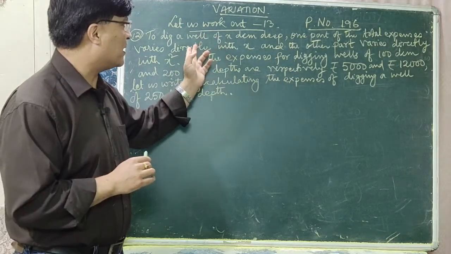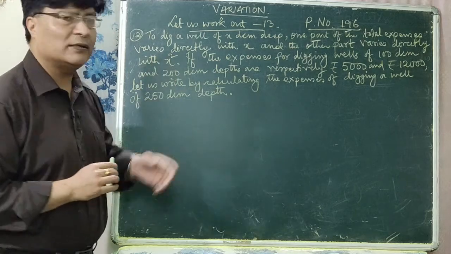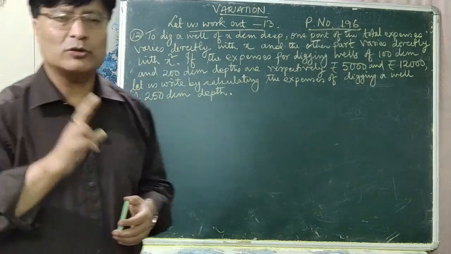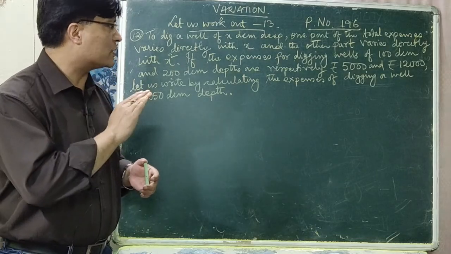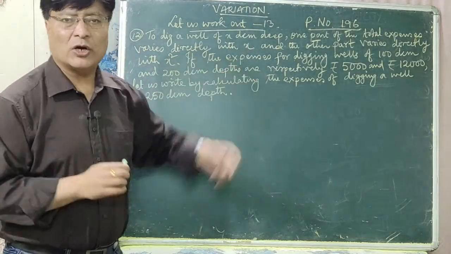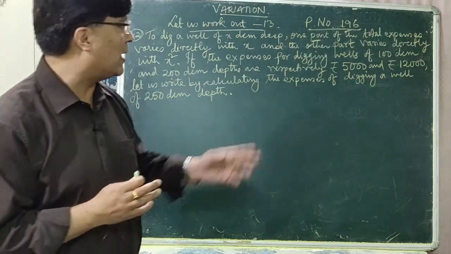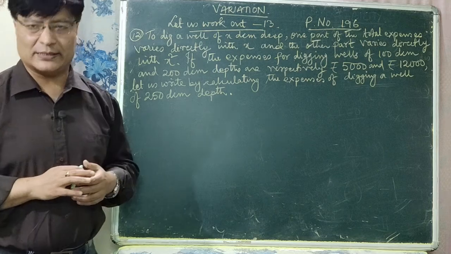So one part varies directly with x and the other part varies directly with x square. So your total expense is made up of two parts. One part varies directly with x, and the other part varies directly with x square.